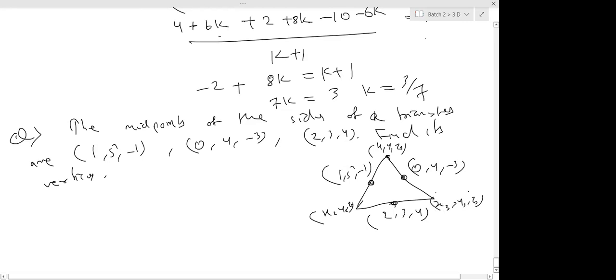This is a lengthy question, but a very easy question. Use the midpoint formula. You can write (x1 + x2)/2 is 1. Same with (x2 + x3)/2 is 2. And (x1 + x3)/2 is 0. So in that way, 3 variables, 3 equations, you can solve for x, y and z. You have to solve 9 equations in this question, but they are very easy equations. You can solve this in 2 minutes.